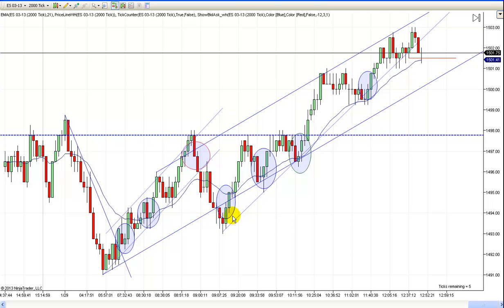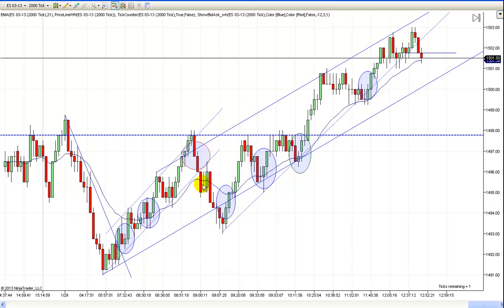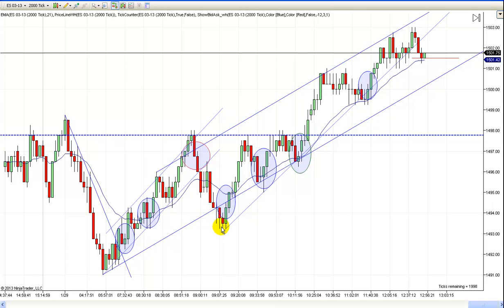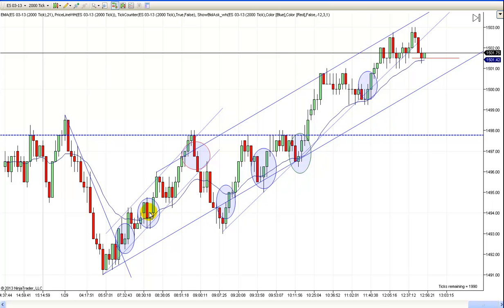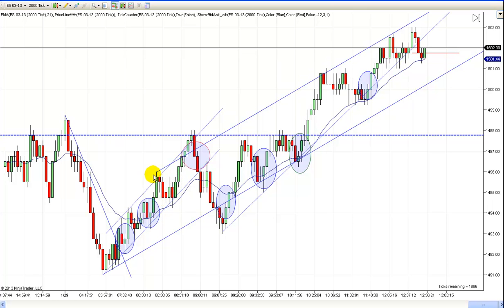After this pullback right here, this is two legs. Notice this, one leg back, pull back, and then second leg. It's a little two measured legs, and then we took off again. And so anyway, that's a breakout pullback long coming off that little minor trend line. And there was another setup here. I didn't like it as much, especially since there's kind of an overshoot right here.